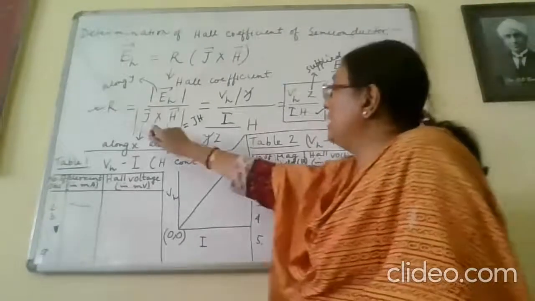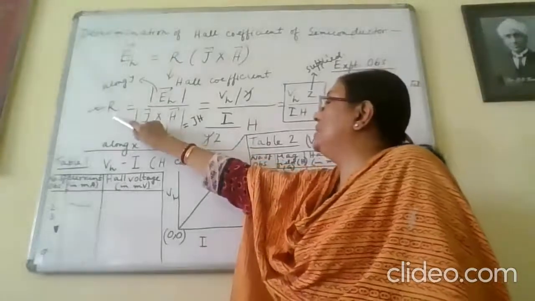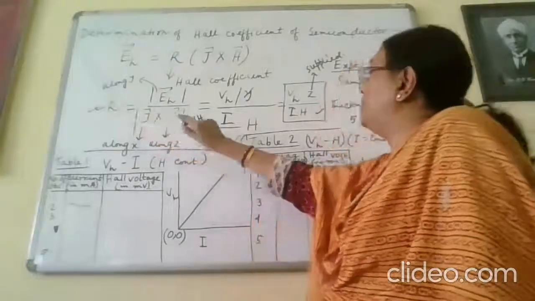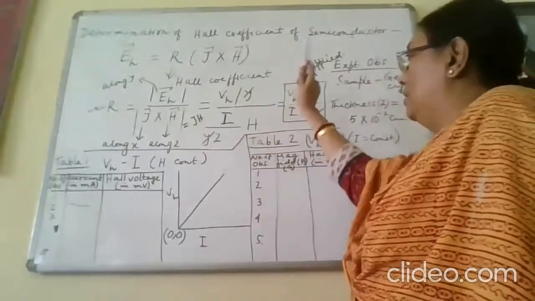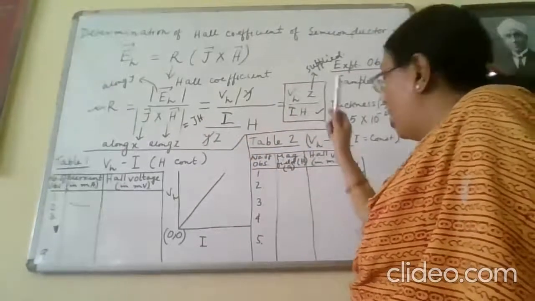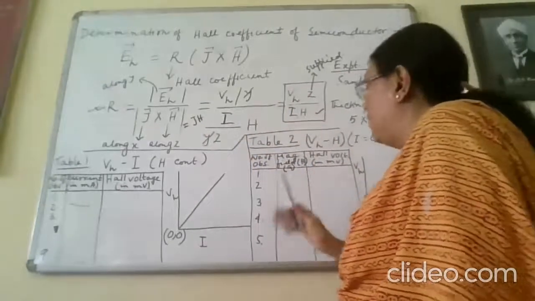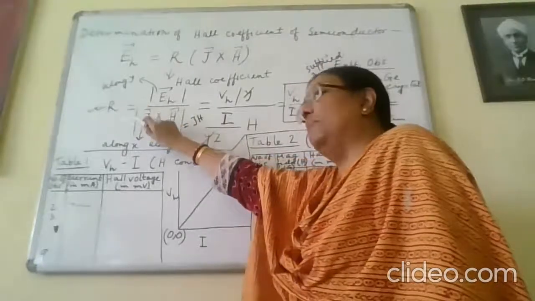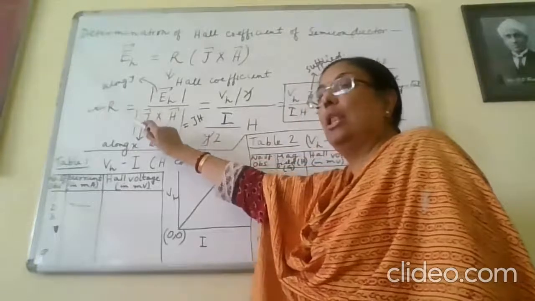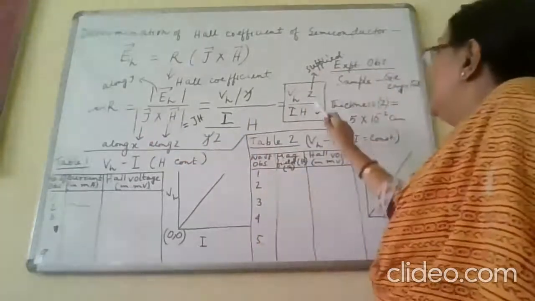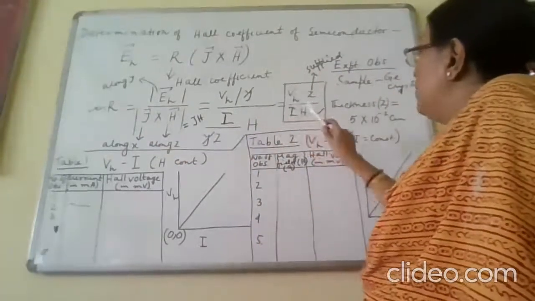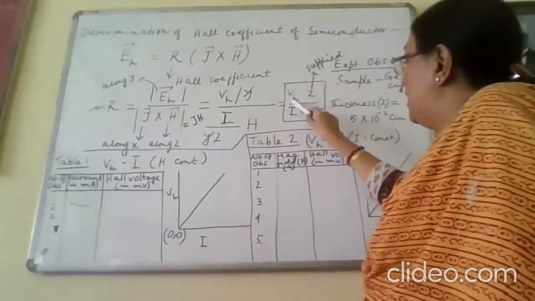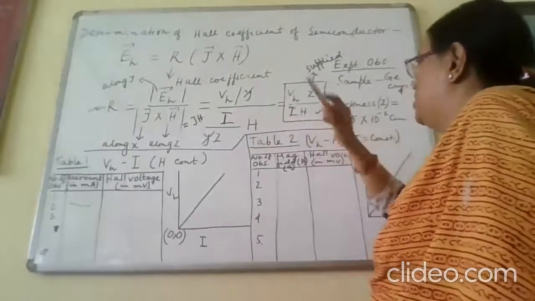So to determine the Hall coefficient, R is the quantitative measurement of the Hall effect. Okay. So to determine R, we have to know VH as well as I as well as H.